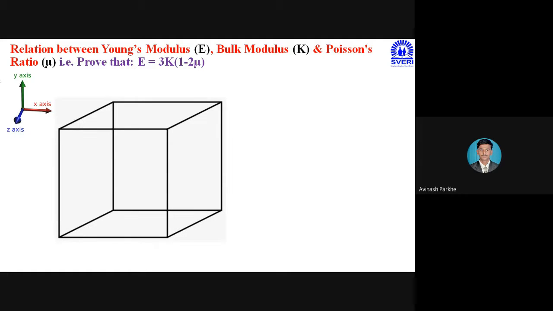What is the statement? That is the relation between Young's modulus E, bulk modulus K, and Poisson's ratio mu. Only 2 elastic constants are there. The first one is Young's modulus E, indicated by capital E, then bulk modulus K, indicated by capital K, and this constant parameter mu is also present in the relation. That means we have to prove that E is equal to 3K in bracket 1 minus 2 mu. We have to obtain this particular derivation.